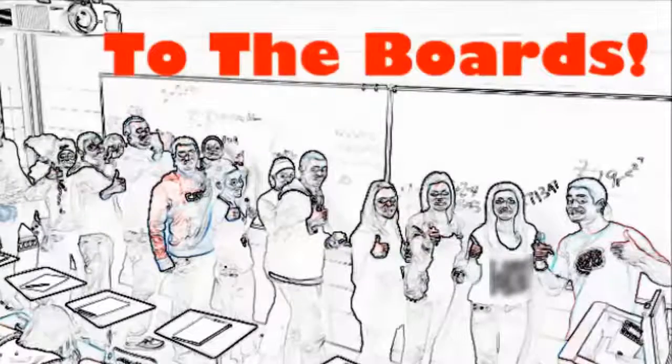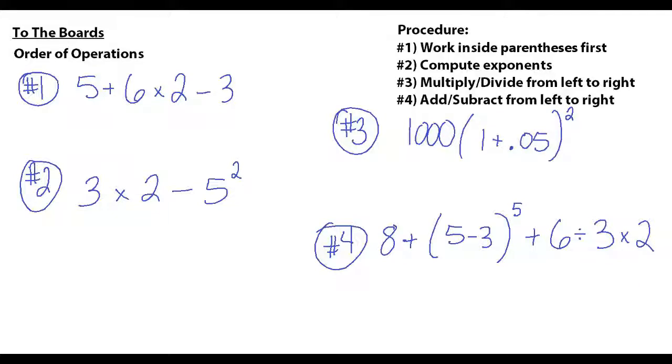To the boards! Hello and welcome to the boards. It's time for you to practice 4 order of operation problems. What we'd like you to do is use the 4 procedures to try these 4 problems. First, work inside a parenthesis if you have some. Second, compute your exponents. Third, multiply and divide from left to right. And fourth, add and subtract from left to right.